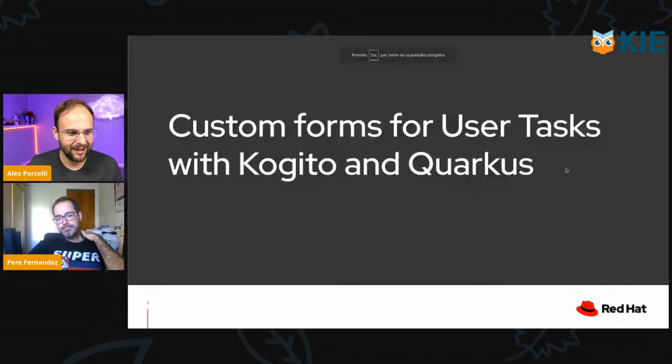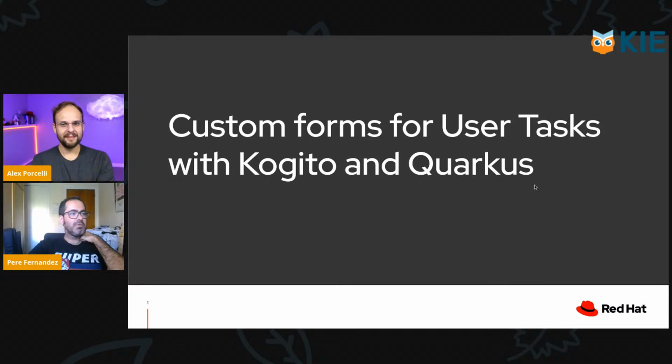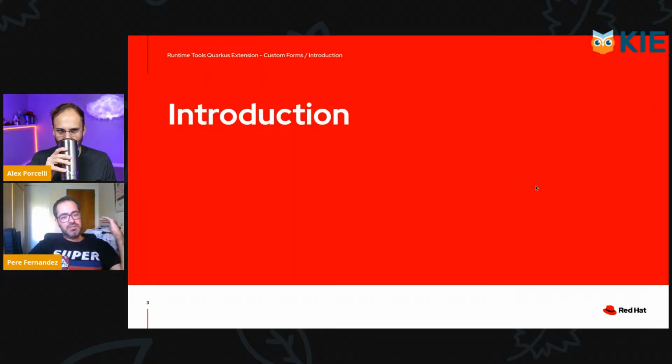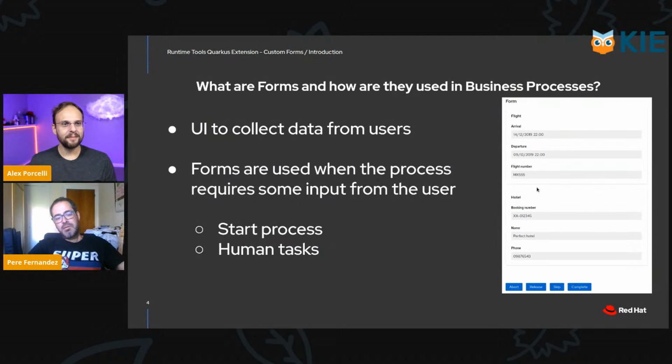Good. So yeah, let's start. So how to use custom form for user task with Kogito and Quarkus. First, let's have a little introduction. I guess that everybody here knows or should know what a form is. We've seen it a lot of times, probably in surveys, registration forms, etc. But just for the sake of it, let's say that the form is the UI that allows users to fill in data that can then be used for a different purpose, like a BPM engine or whatever.